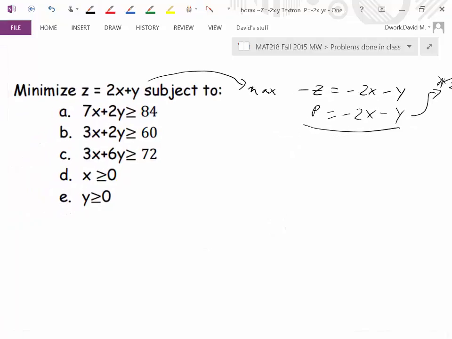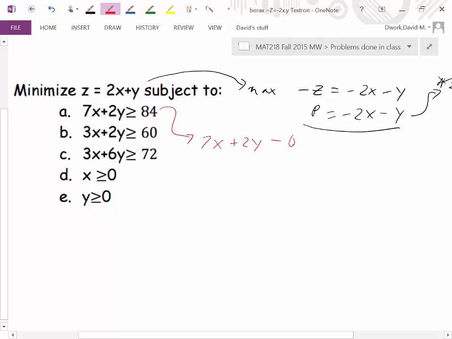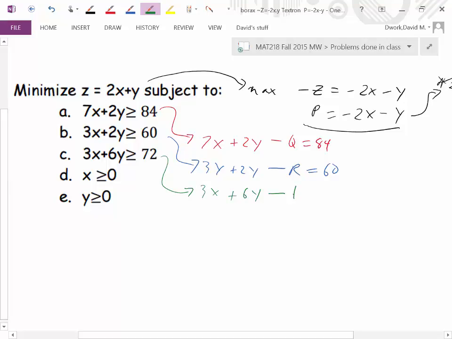Now what I need to do is build all of my constraints. So these are all greater than or equal to's. So for my slack variables, because it's greater, I need to bring it down. I need to subtract. So I'm going to subtract a q. So minus q equals 84. My next one would be 3x plus 2y minus r, which is equal to 60. And then my final here would be 3x plus 6y minus t is equal to 72.